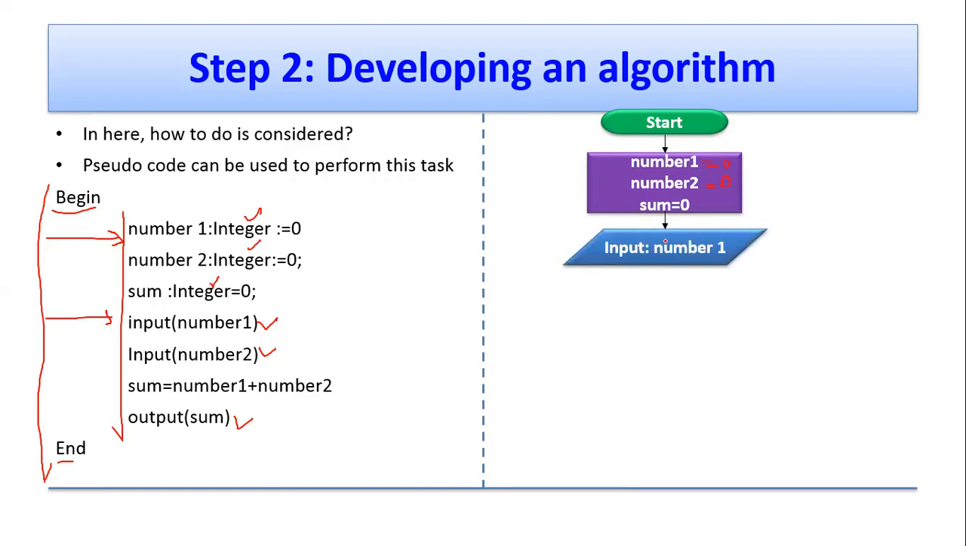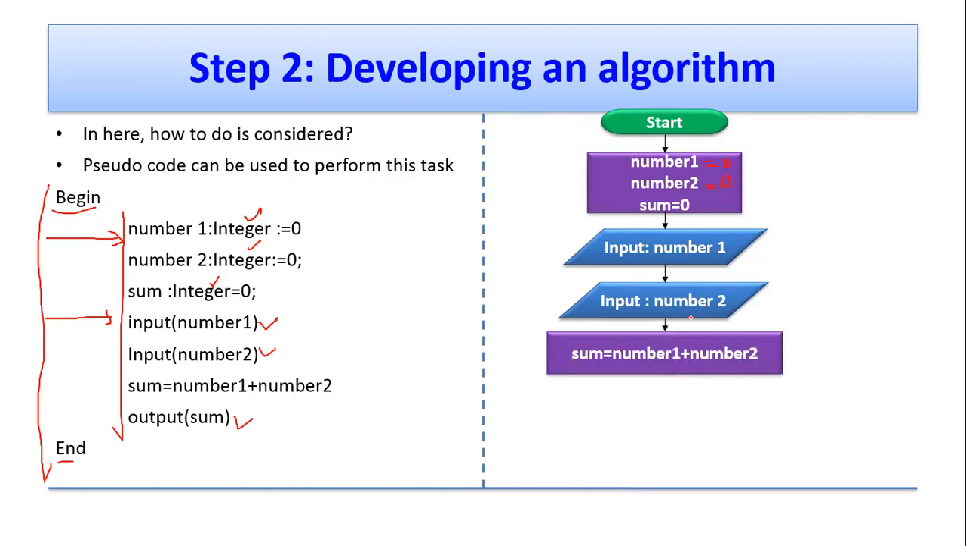And then next one is input number one. After inputting number one, we can take the next input, number two, and then do the process summation, and then output the summation, or total. Then this is the ending of the algorithm. Now, did you understand this? So this is a pseudocode, and this is a flowchart. Okay.